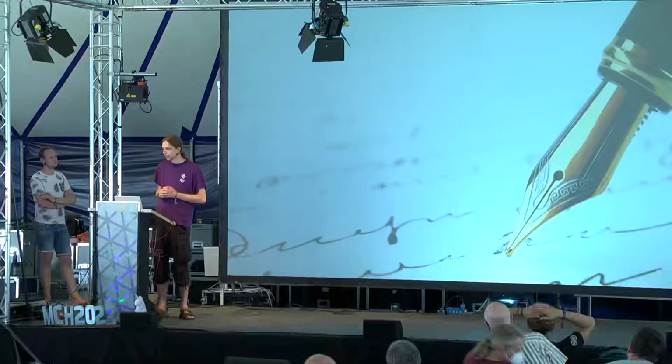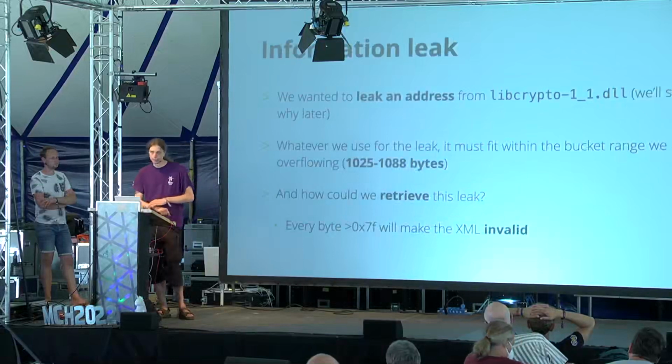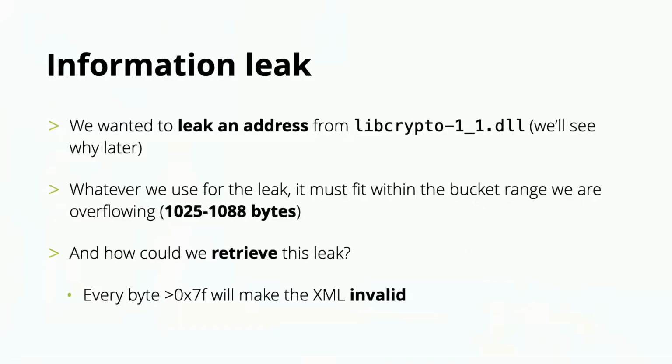So we had to combine it with another low-impact vulnerability that we found. At some point, we had decided that we wanted to leak an address of libcrypto. This is one of the libraries included in OpenSSL. We'll talk more about why we specifically wanted that library later. The objects that we wanted to use had to fit in the bucket, otherwise our vulnerability doesn't affect them. But we also needed a way to get that data sent back to us.